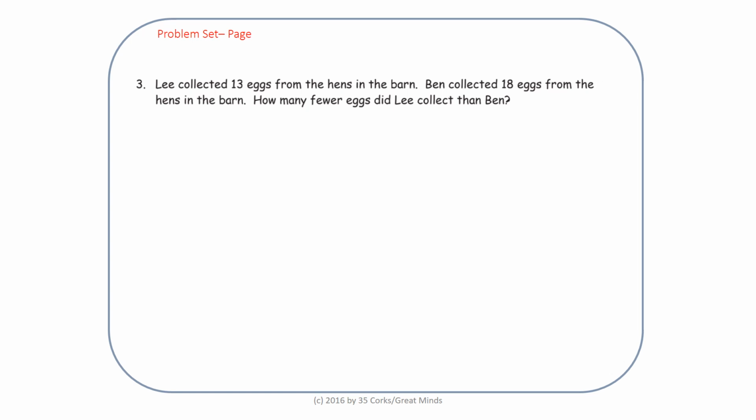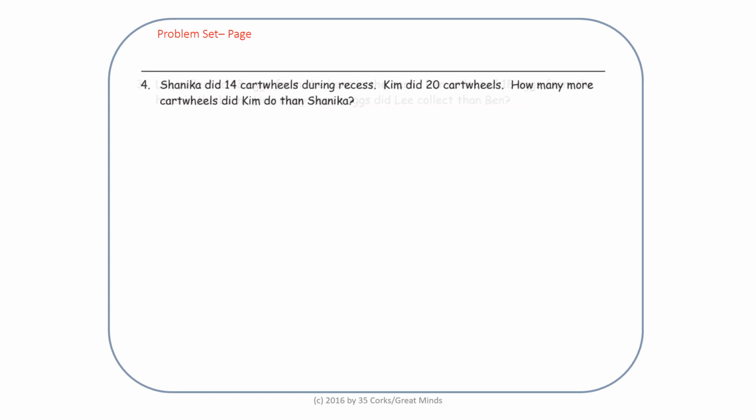All right, your timer went off. We're going to number 4. Number 4 says Shanika did 14 cartwheels during recess. Kim did 20 cartwheels. How many more cartwheels did Kim do than Shanika? Use your double tape diagram to solve. You have 2 minutes.